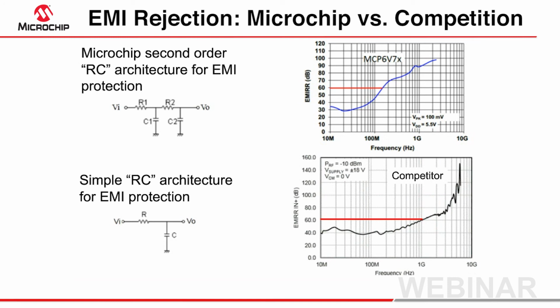Most of the other amplifier suppliers typically use a single-order filter only. So the graph highlights the performance benefits of our approach. The MCP6V7X achieves a rejection of more than 60 dB for all frequencies above 150 MHz. For the competitor device, this level of rejection isn't accomplished until closer to 1 GHz.